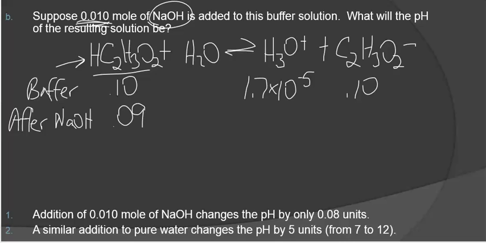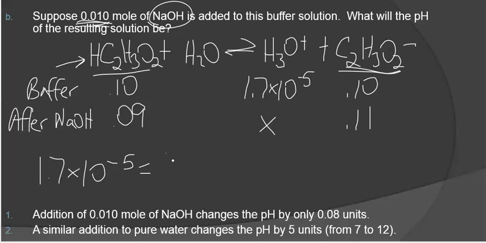I'm simply subtracting 0.01 moles. I'm assuming 1 liter of solution. I'm going to subtract from the acid side. The base here is the acetate ion, and I'm going to add 0.01 to acetate. So 0.11 over here, and I want to find out what H3O is equal to, because I want to find the pH of the resulting solution. So my Ka expression now looks like this. Ka is 1.7 times 10 to the negative 5. That's equal to X, which is H3O, times 0.11 divided by 0.09.